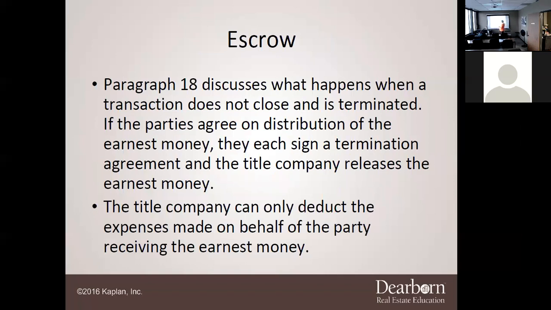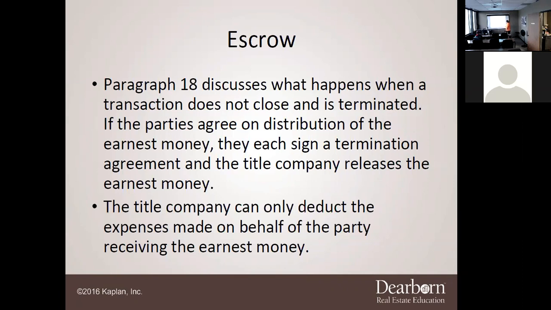Escrow. Paragraph 18 discusses what happens when a transaction does not close and is terminated. If the parties agree on distribution of the earnest money, they each sign a termination agreement, and the title company releases the earnest money. Again, like I was saying, if I was trying to back out of a contract and I knew that I was out of my option period and I was breaching the contract by backing out, you would immediately try to send over a release of earnest money, and if the other party signs it, you send that to title, title releases the earnest money, the transaction's over, everything's done with. There's no more filing lawsuits, there's no more anything.